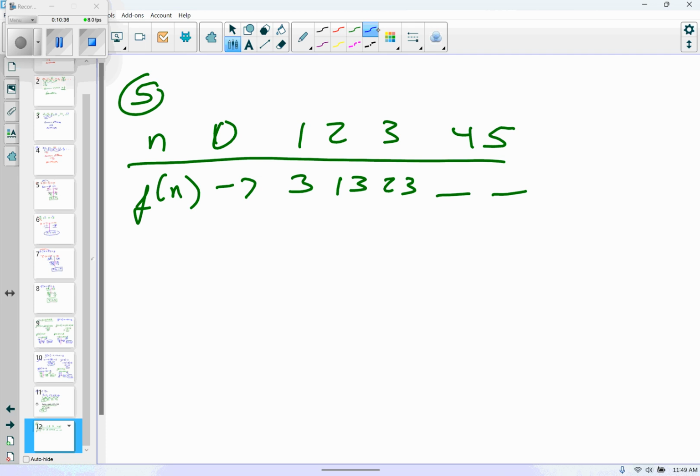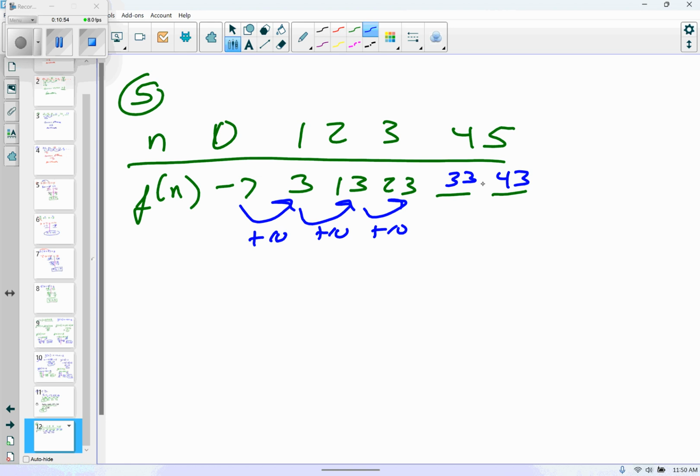First thing we have to determine, what am I doing to get to each number? Am I adding, subtracting, multiplying, or dividing? We are adding 10. So if I add 10 to 23, I get 33. If I add 10 to 33, I get 43. So make sure you fill in those blanks.